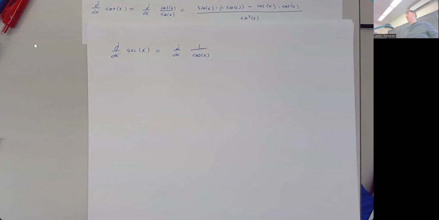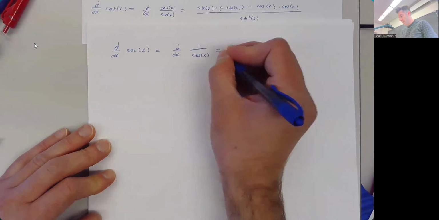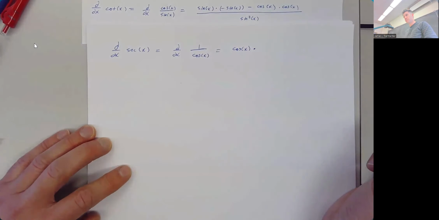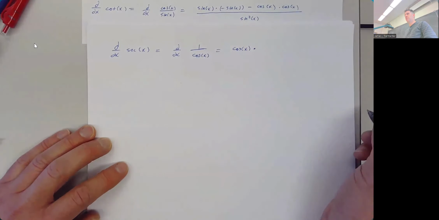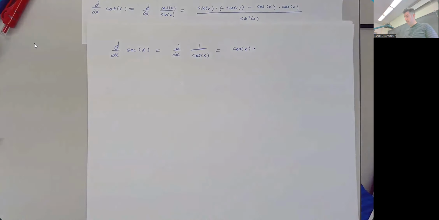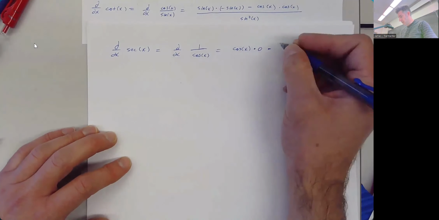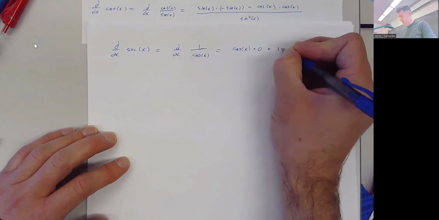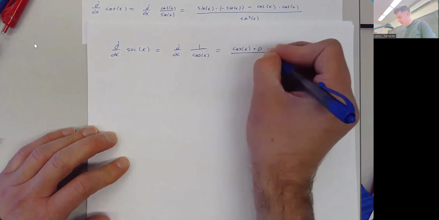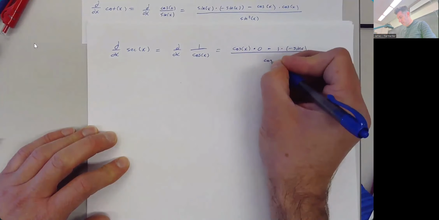Quotient rule again. This is all the quotient rule. So it's going to be the bottom times, what's the derivative of the top? What's the derivative of 1? It is 0, yeah. Derivative of a constant is going to be 0. Minus the top times the derivative of the bottom. Derivative of cosine is negative sine, all divided by the bottom squared.